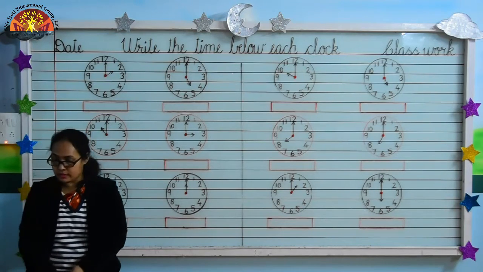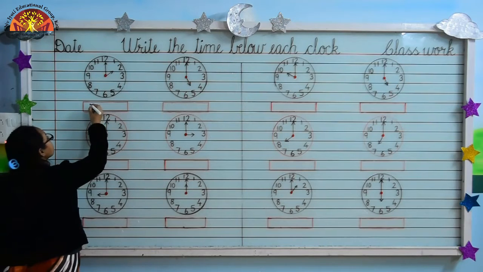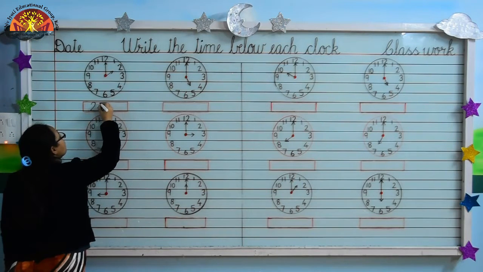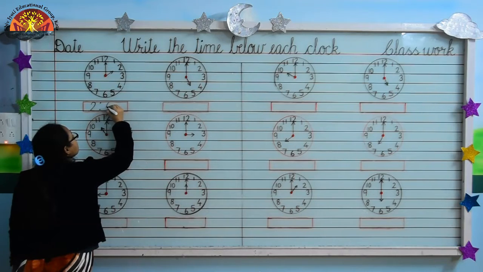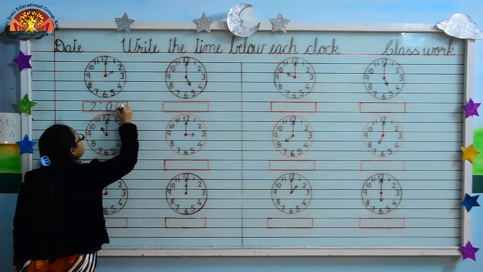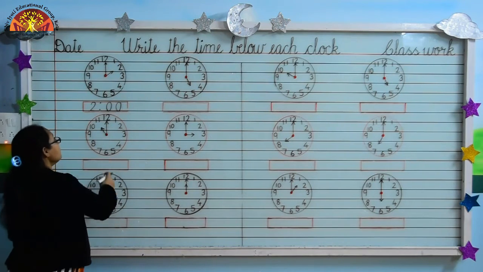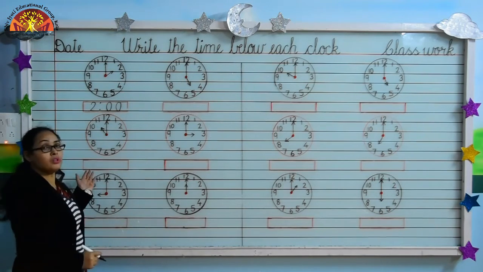Now we will write the time. Write 2 colon 0 0. Kids, we read it as 2 o'clock. Move to next.